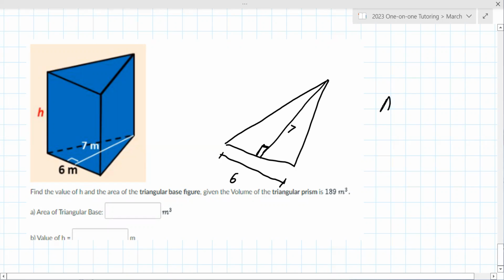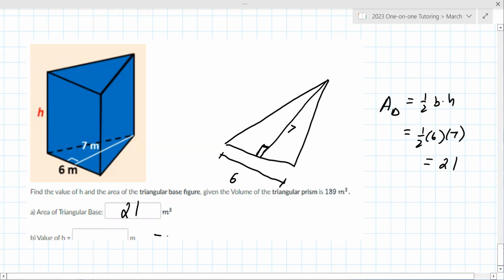So the area of the triangle is 1/2 base times height. 1/2 times 6 times 7 ends up being 21 there. I'm just putting the numbers into the formula, no big deal.